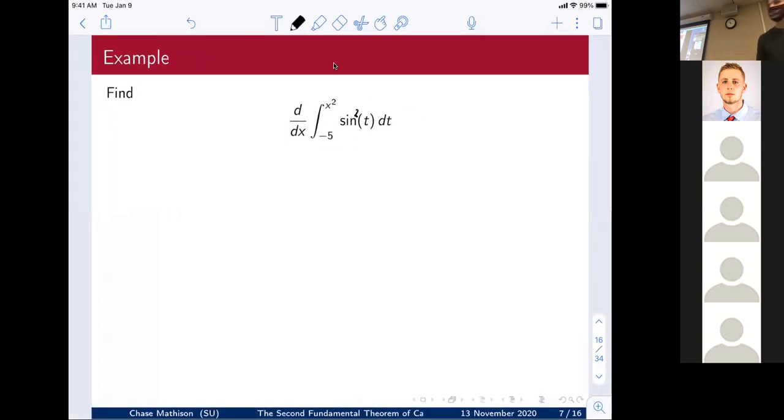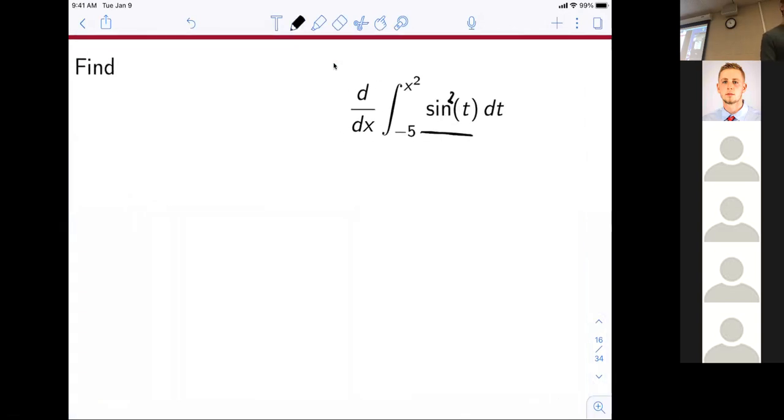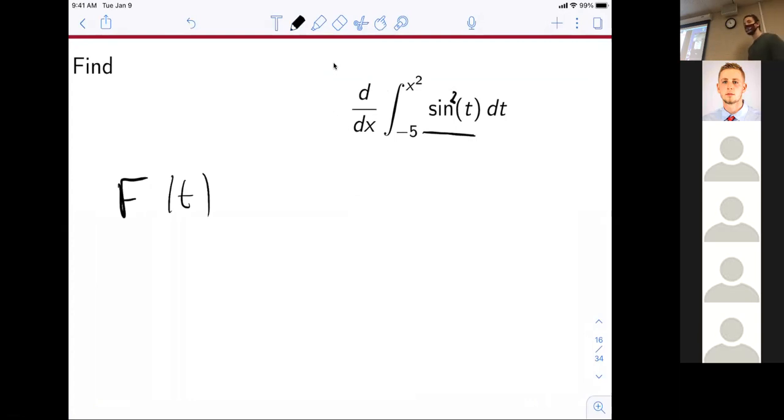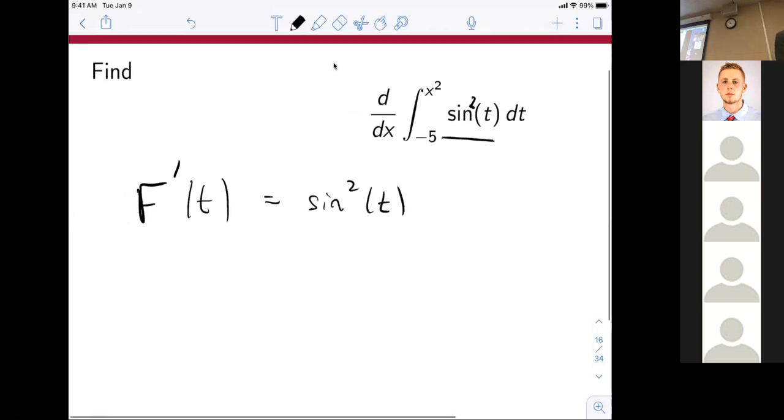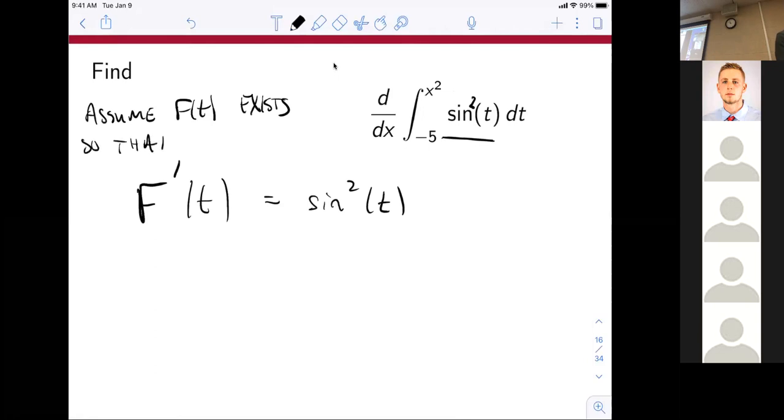Okay, so to do this one, I do all of these the same way. I always say, well, let's assume that I do know an antiderivative of sine squared t. I'm going to call it big F of t. And if it's an antiderivative of sine squared t, then that means big F prime of t equals sine squared t. Okay? So I'm assuming that we know this. Assume big F of t exists such that big F prime of t is sine squared t.